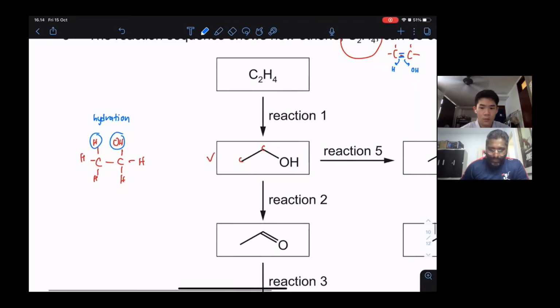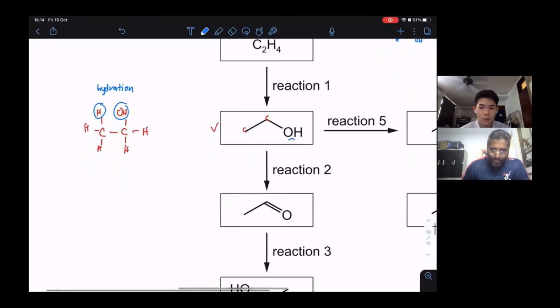The first one. Now, once you have the alcohol, do remember you are going to have this carbon, and then this is hydrogen. So you can see carbon, and this is also carbon. So carbon, carbon, and then there is a double bond O, and then there's hydrogen. If you look over here, this is going to be an aldehyde.